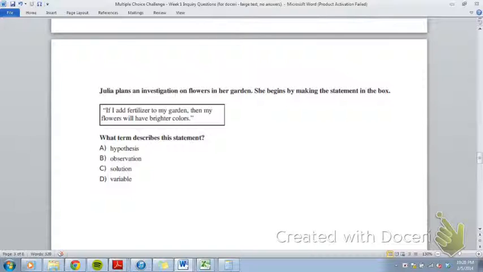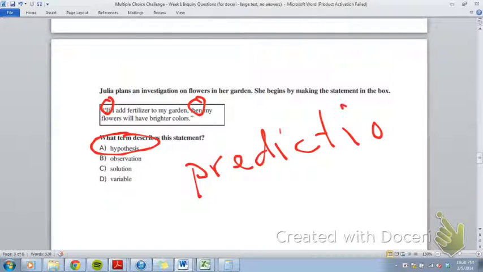What is this statement? I see an if. I see a then. That is a hypothesis because she is making a prediction. She's thinking about what's going to happen in an experiment. If it was just a prediction or a guess about anything, that would be an inference. But because she's actually doing an experiment with an IV and a DV, sorry about my handwriting. That pen's pretty bad. We know it's a hypothesis.